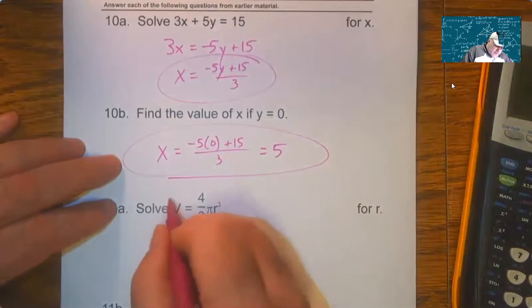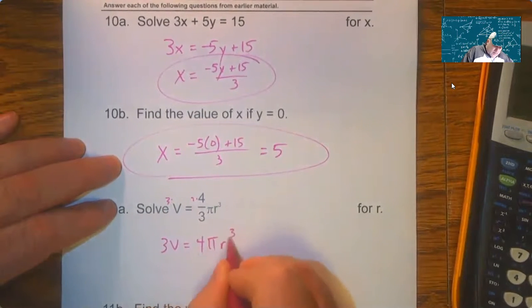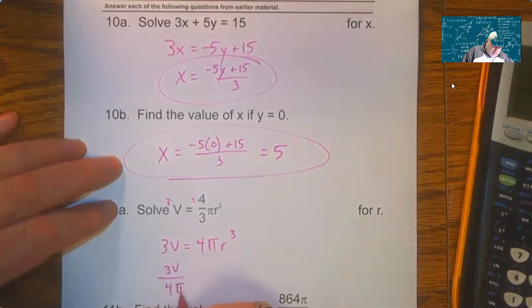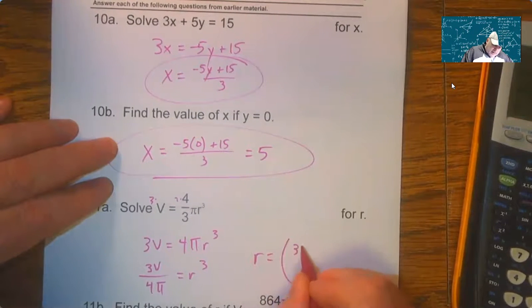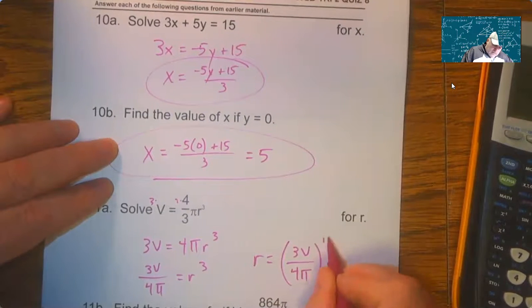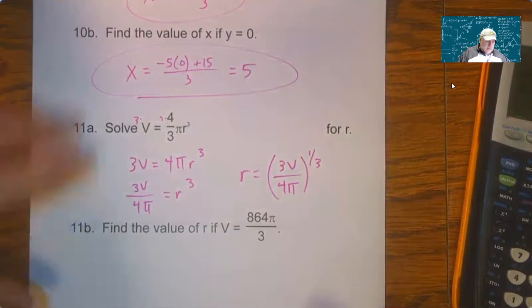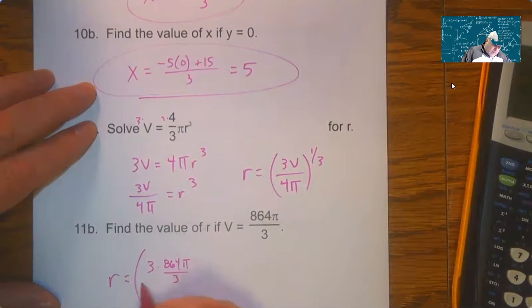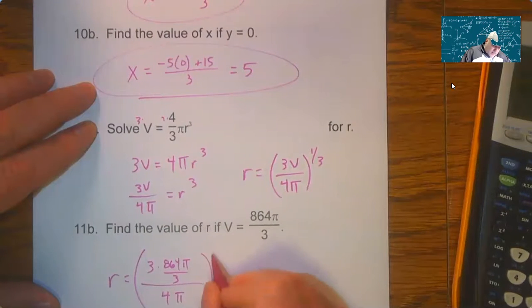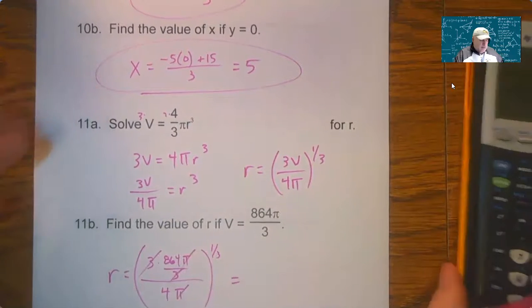Solve for r. So you've seen this enough times. 3v equals 4 pi r cubed. So 3v over 4 pi equals r cubed. So r is each side to the 1/3 power. You've seen that enough where I can go through that quickly. Each side gets the 1/3 power, and then in the end, everything will cancel like you've seen before. I've made it that way so that will happen. So the 3's drop out, the pi's drop out.